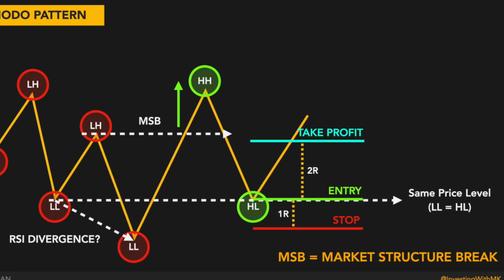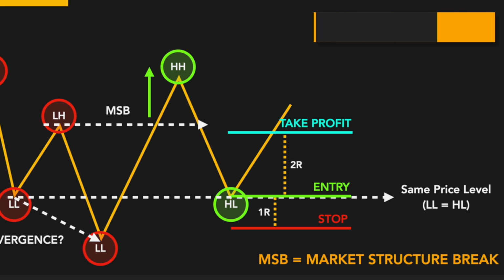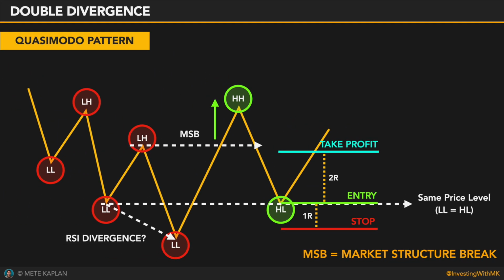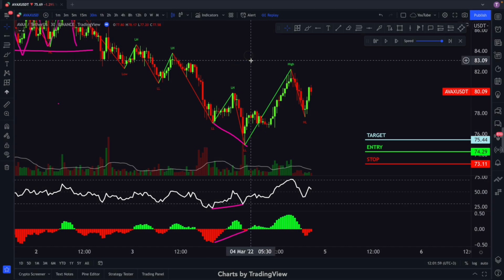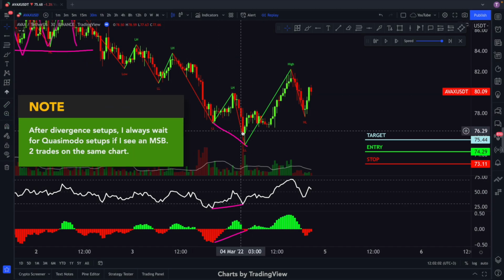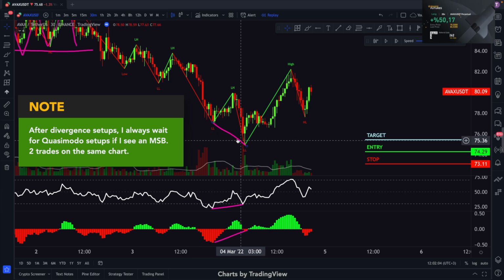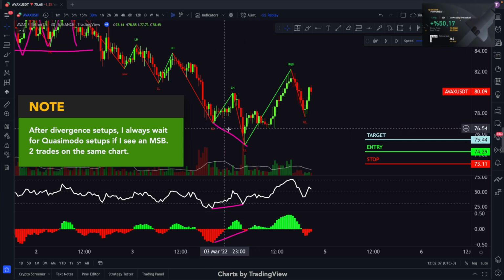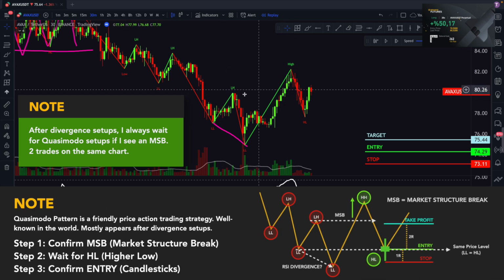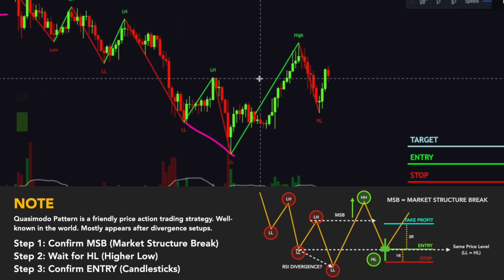Confirm an entry with bullish candlesticks after a pin bar, hammer or spinning bars. Or go to lower time frames to identify other small market structure breaks. Okay, let's see it in a real example I took a couple of days ago. I missed this amazing double divergence setup with RSI and MACD. However, I knew that if a market structure break happened, there could be a Quasimodo pattern, so I set my alarm and regularly checked this chart.